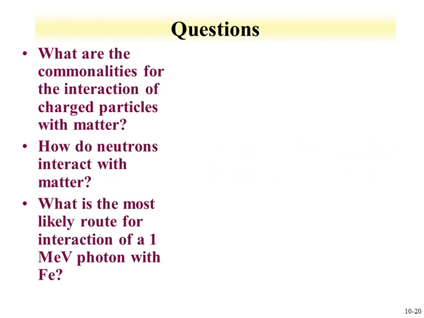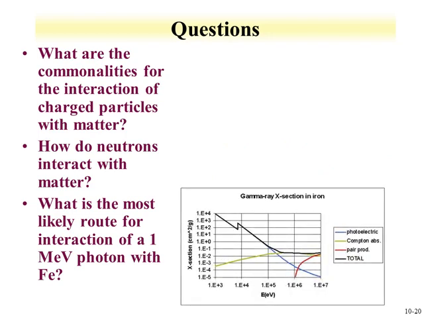Another question you should be able to evaluate: what's the most likely route for the interaction of a 1 MeV photon with iron? You may be given data like this, some sort of cross-section as a function of energy for different photon interactions. We know that there's the photoelectric effect, Compton effect, and pair production. We see here's the total, the black line, and the blue, the photoelectric, is at lower energy. As the energy increases, Compton starts to dominate, and then pair production begins when you have enough energy to make a positron-electron pair, so over 1 MeV.